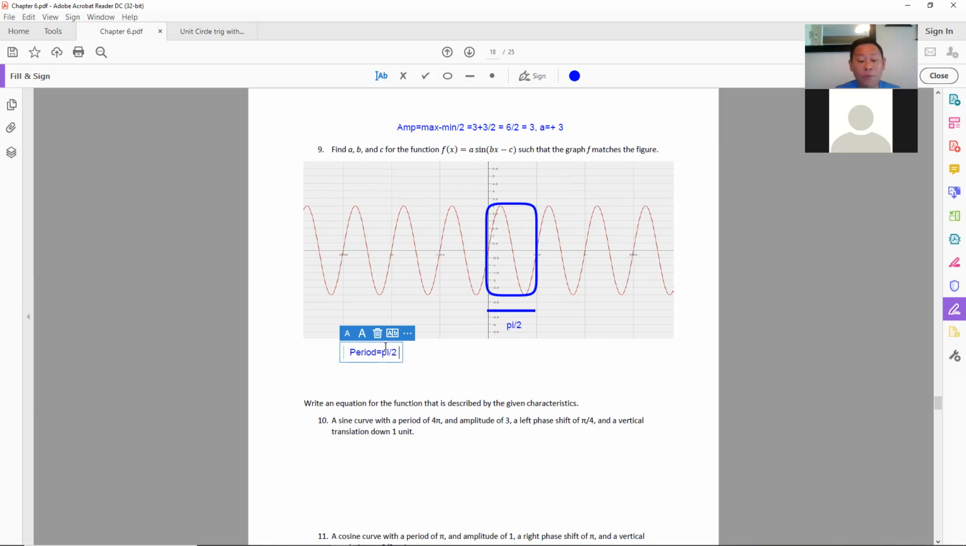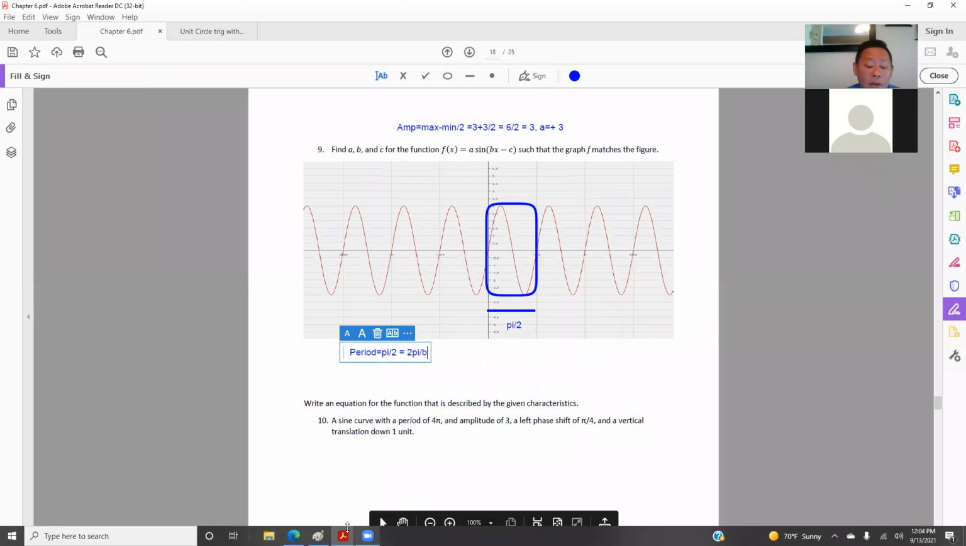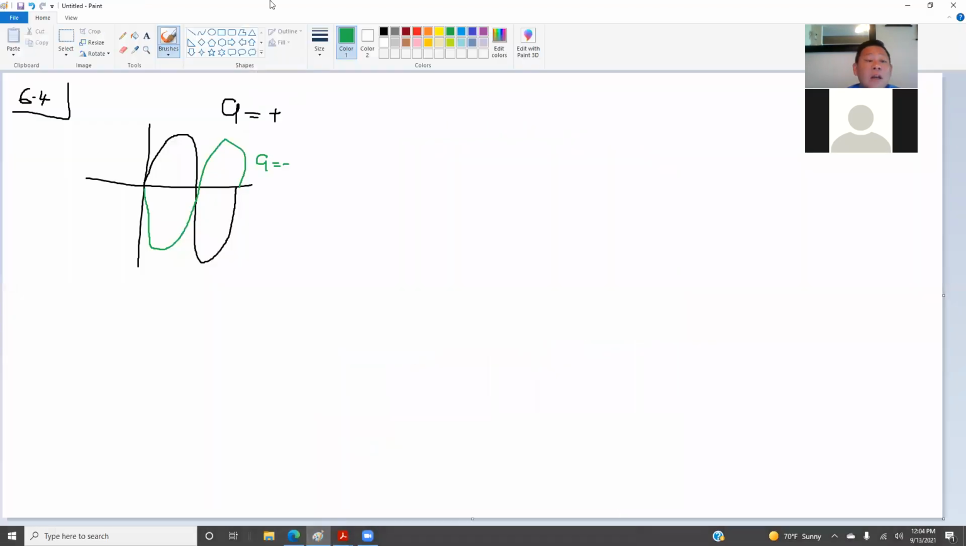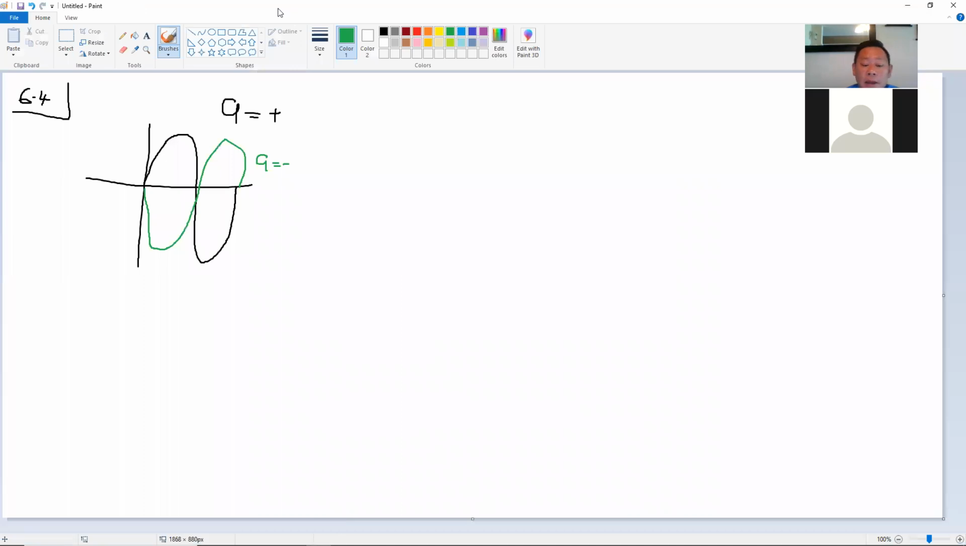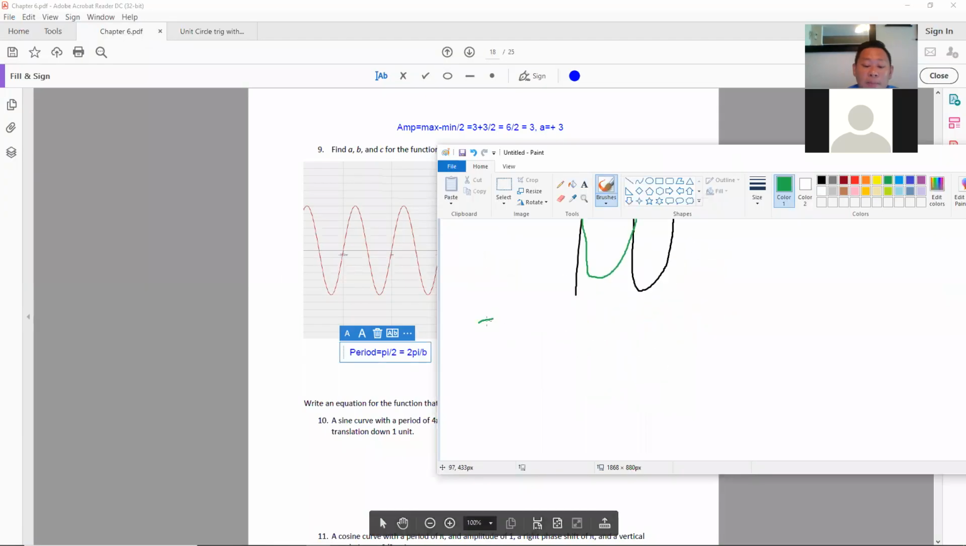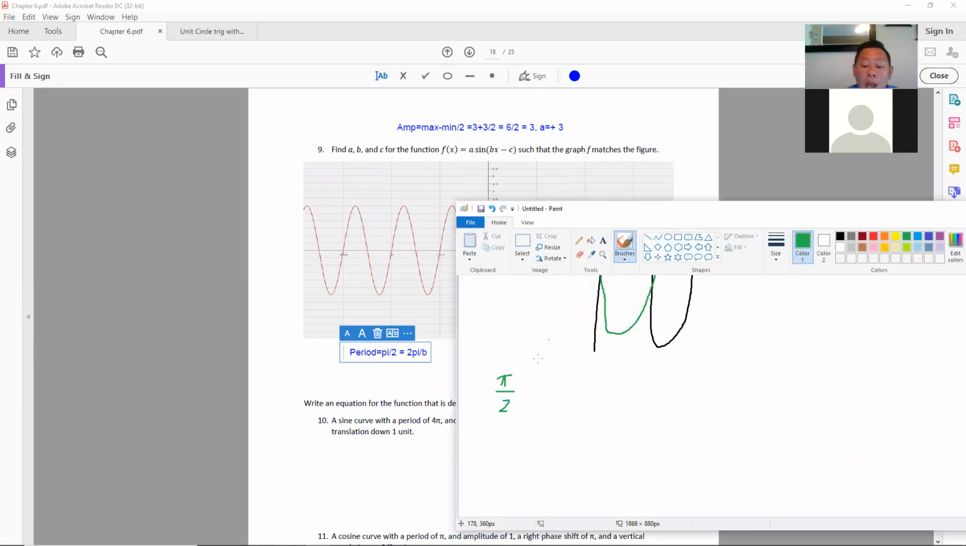Since we have a formula, in order for us to figure out b, the formula in this case is 2 pi over b. So what you need to do here is solve for b, based on your period. As you know, your period in this case is pi over 2 for the graph here, and the formula for period is 2 pi over b. If you solve for b, then you get your b answer.